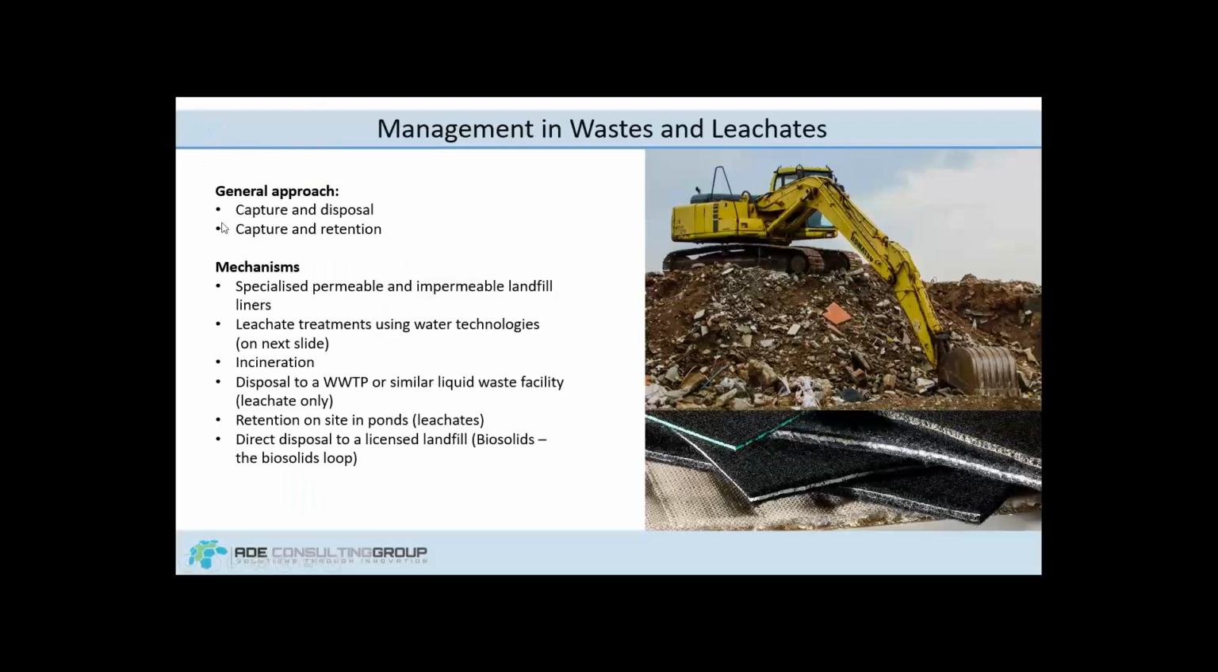Waste and leachates are another really interesting one. Obviously there's significant risk surrounding managing our wastes and these entering leachates and how we manage those leachates from landfills. The general approach tends to be capture and disposal or capture and retention. Mechanisms that we can use to manage this include permeable and impermeable landfill liners. So I spoke about the liners that are on the market previously.